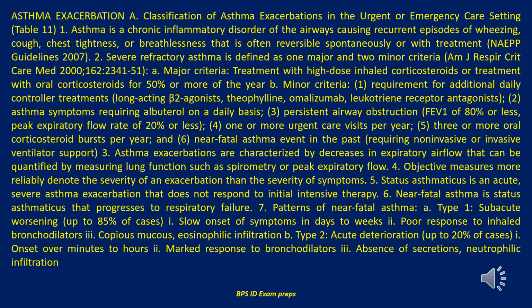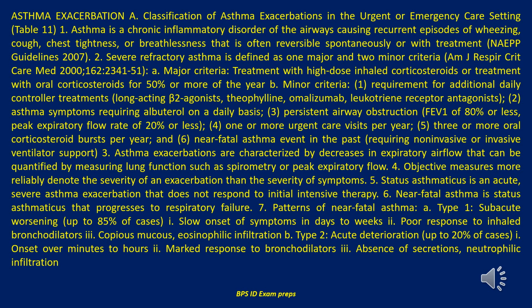Minor criteria include: 1. Requirement for additional daily controller treatments: long-acting beta-2 agonists, theophylline, omalizumab, or leukotriene receptor antagonists. 2. Asthma symptoms requiring albuterol on a daily basis. 3. Persistent airway obstruction, with an FEV1 of 80% or less, peak expiratory flow rate of 20% or less. 4. 1 or more urgent care visits per year. 5. 3 or more oral corticosteroid bursts per year, and 6. Near-fatal asthma event in the past, requiring non-invasive or invasive ventilator support.